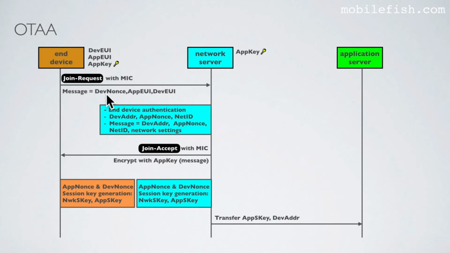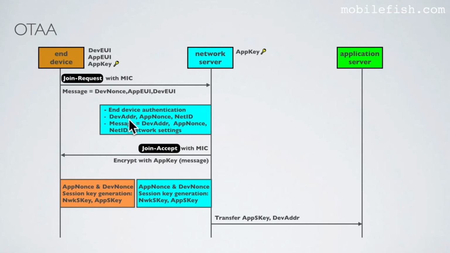Because it has received the dev nonce, app-EUI, and dev-EUI, over this message it will use its own app key, which must be the same as this app key, and calculates its own message integrity code. If both message integrity codes are the same, then this end device is authenticated. If accepted, the following values are generated by the network server.